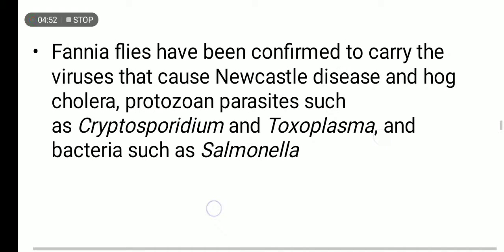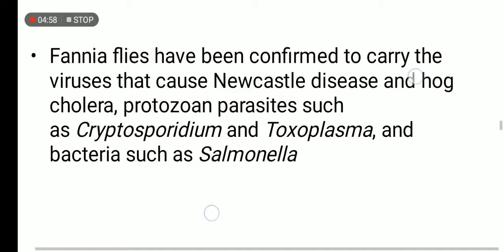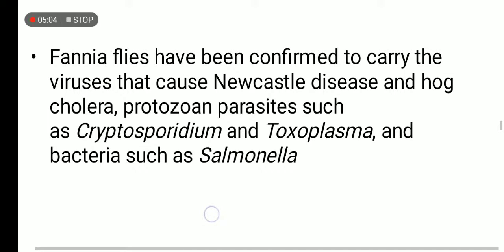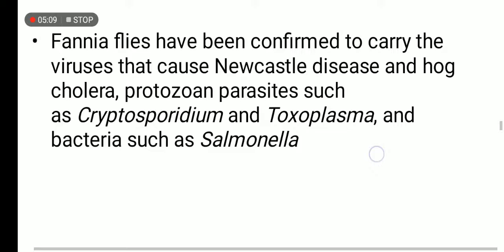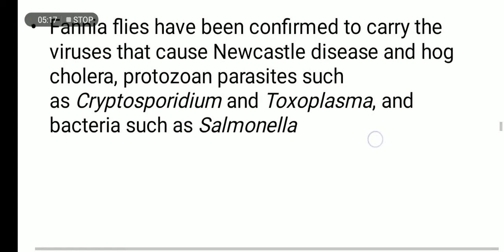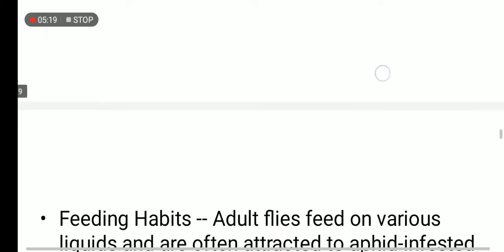Newcastle disease is in poultry and causes respiratory and nervous damage. Hog cholera is present in pigs, which causes purplish skin below the ears, and it causes nervous as well as respiratory disorders. They also carry protozoan parasites such as Cryptosporidium and Toxoplasma, and bacteria such as Salmonella.